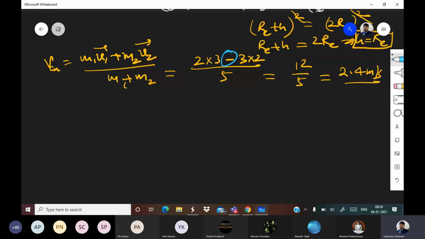Question number 29. Question number 29 says three identical spheres, each of mass 1 kg, are kept as shown in the figure, touching each other with their centers on a straight line. If their centers are marked P, Q, R respectively, the distance of the center of mass of the system from P is... So their center of mass will actually be at Q. I need to draw the diagram.